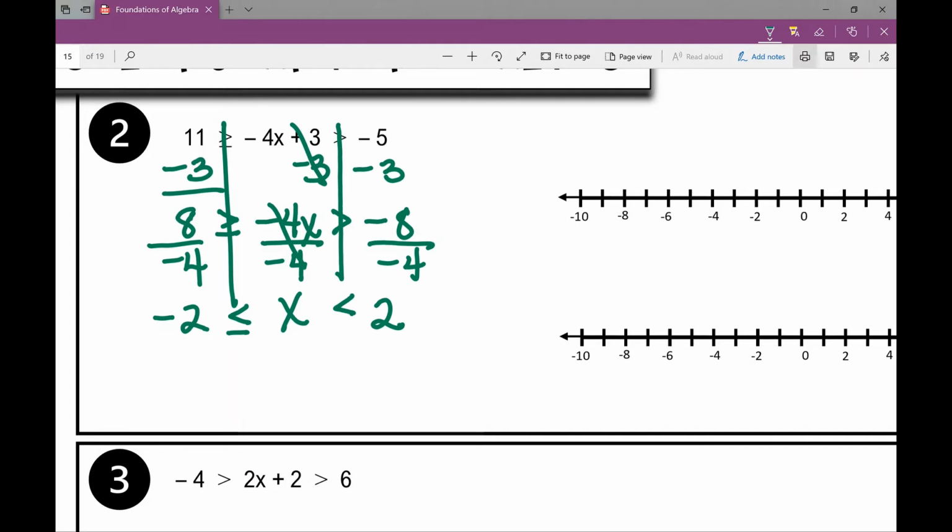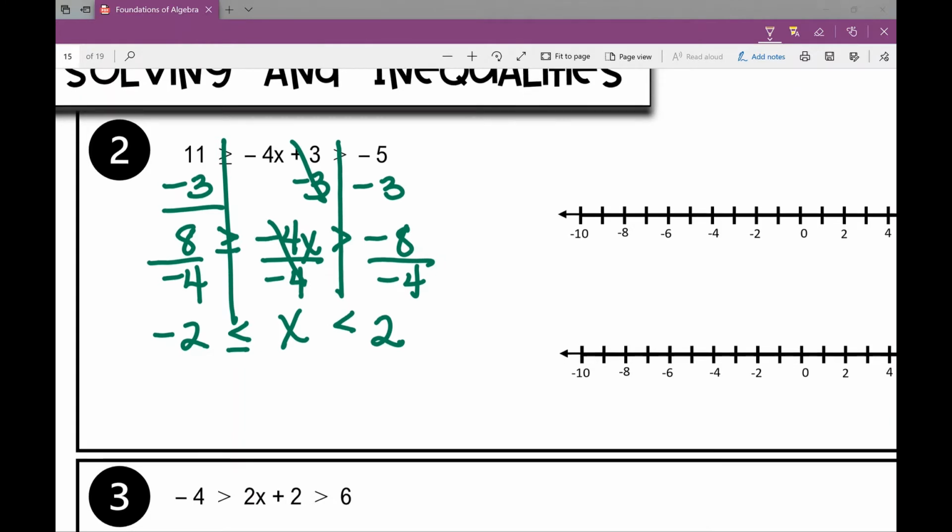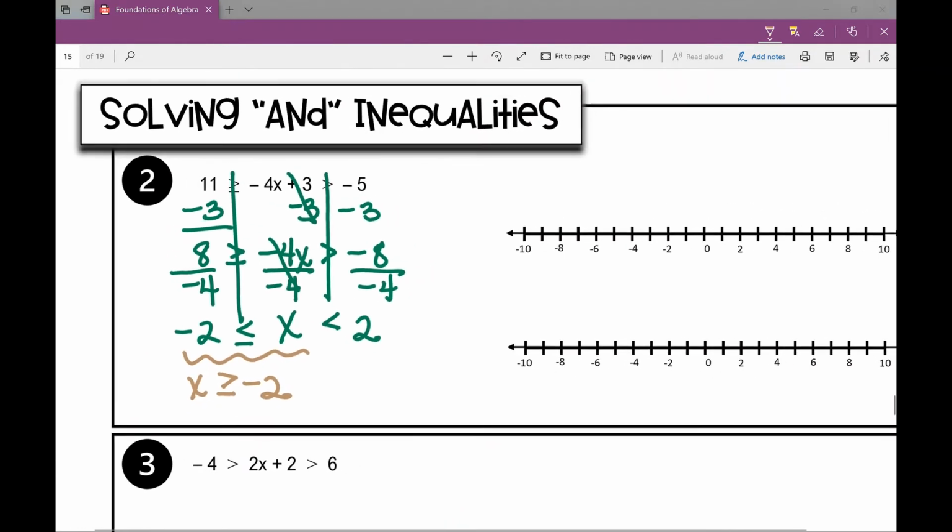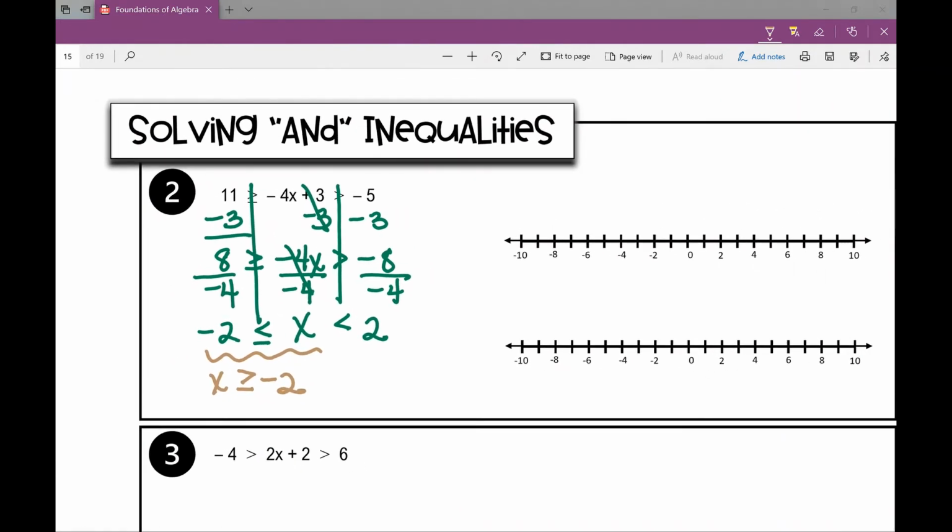And now let's graph both of these inequalities on this number line. I'm going to do the same thing I did on the previous example, where the first thing I'm going to do is graph this right here. I'm going to rewrite it: x is greater than or equal to -2. Open dot or closed dot at -2? Closed dot at -2. Everything to the right is what's greater than -2.